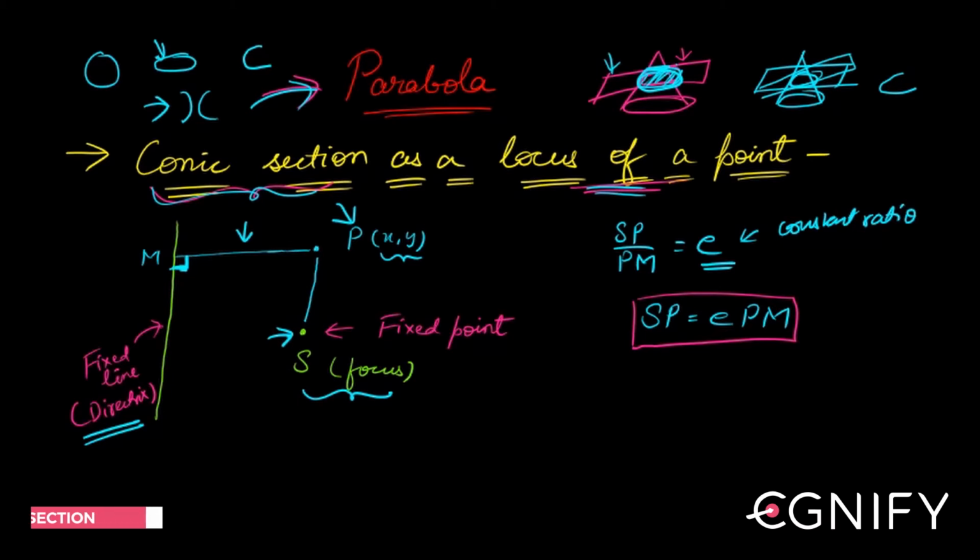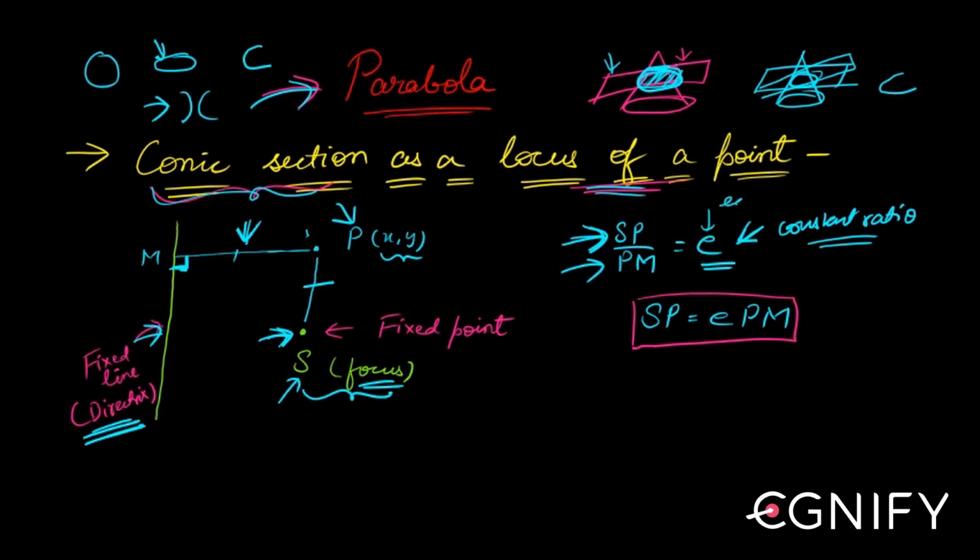Let me just explain it in layman's terms. Basically, you have this fixed point. You take this distance SP, right? This fixed point is called focus, by the way. You have this fixed line which is not moving, and you'll call this directrix. You'll take the perpendicular distance of this point from the directrix, and if you take the ratio of the distance from the focus to the distance from the fixed line, then this ratio has to be a constant number, right? It is a constant ratio, it is a constant number. This number is, by the way, called eccentricity.